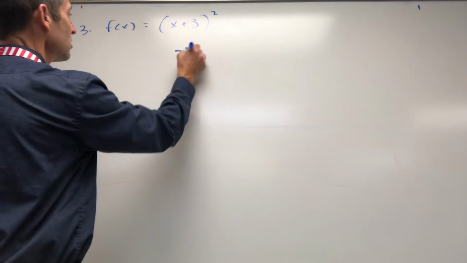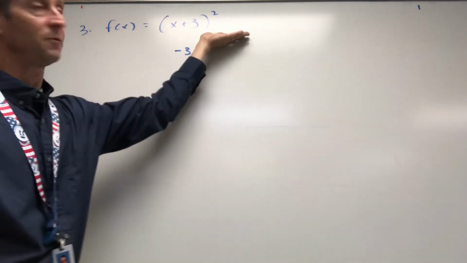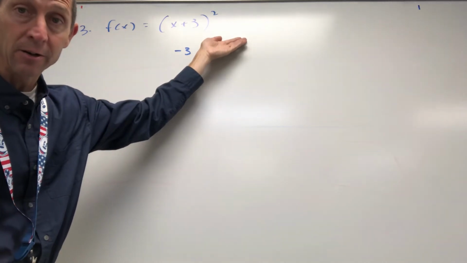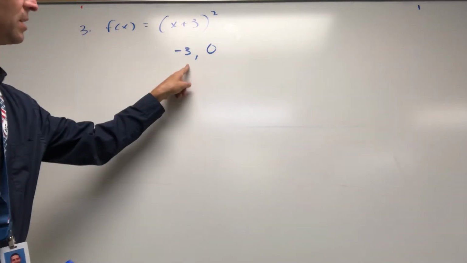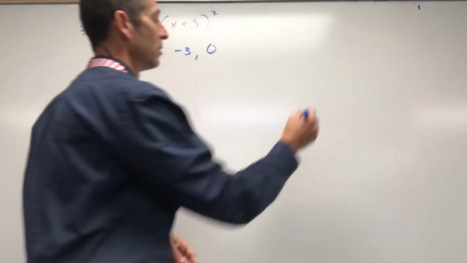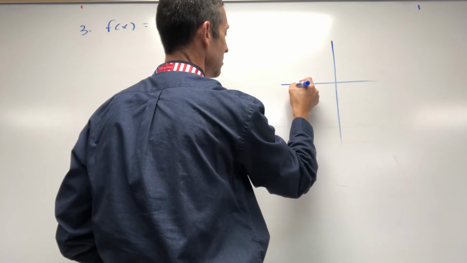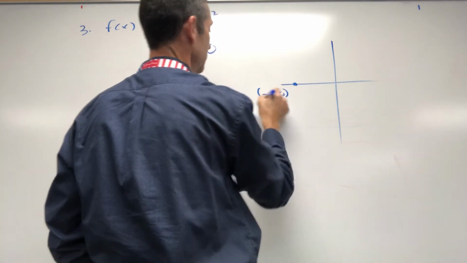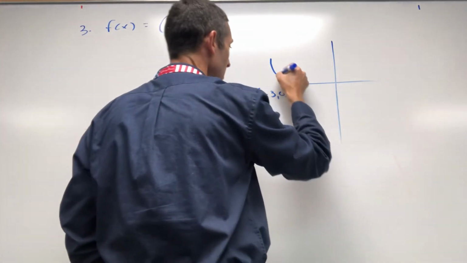Inside here, we know we're changing it. So this was positive 3, negative 3. If you don't have anything out here, you just represent that with a 0. So negative 3, 0 is going to be your vertex point. So maybe about right here. So there's negative 3 and 0. Sketch your parabola.